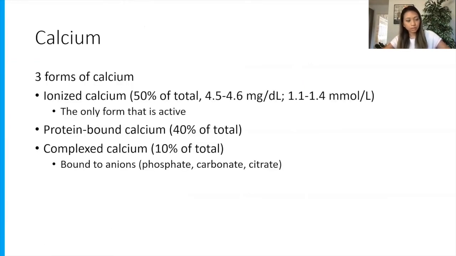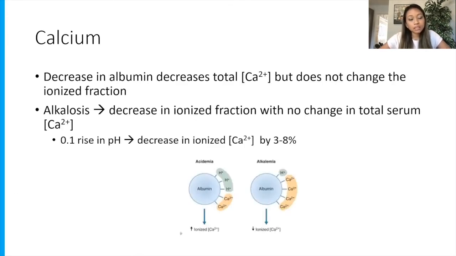There are 3 forms. One is the ionized form. That's the form that's active. Some is bound to protein and some is complexed with anions. A decrease in albumin leads to a decrease in total calcium concentration, but it doesn't change the active portion. Alkalosis will lead to a decrease in ionized fraction. This has to do with albumin binding either proton or calcium.